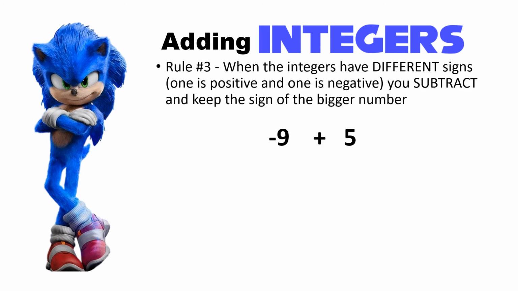Same rule. Negative 9 plus 5. So let's go back to the rule. They have different signs, right? We have a negative 9 that has a minus sign in front of it, and a positive 5 that has a plus in front of it.